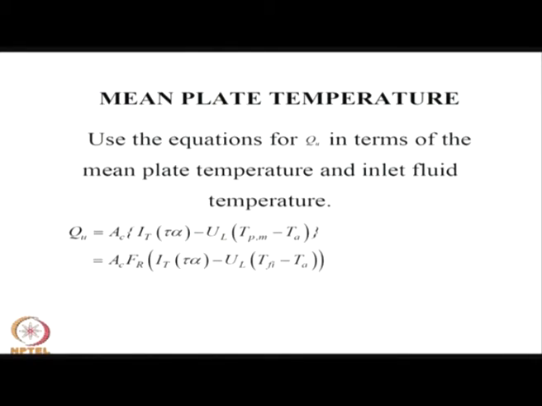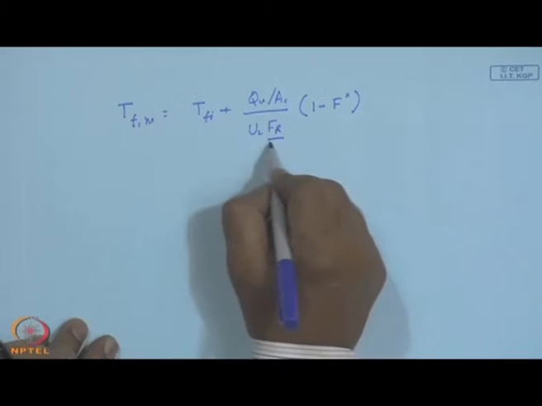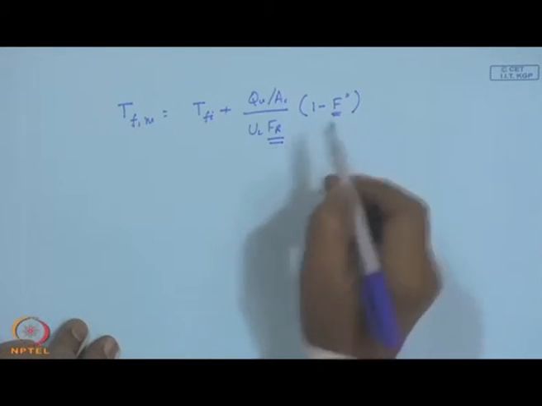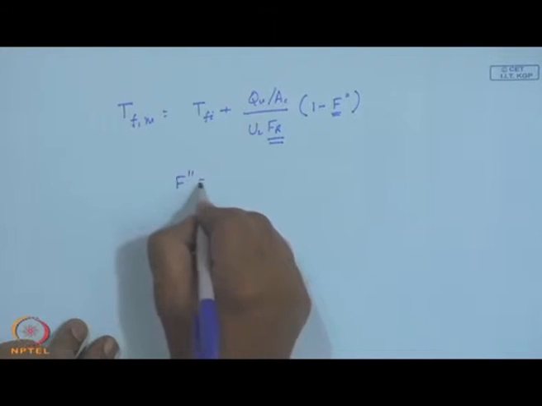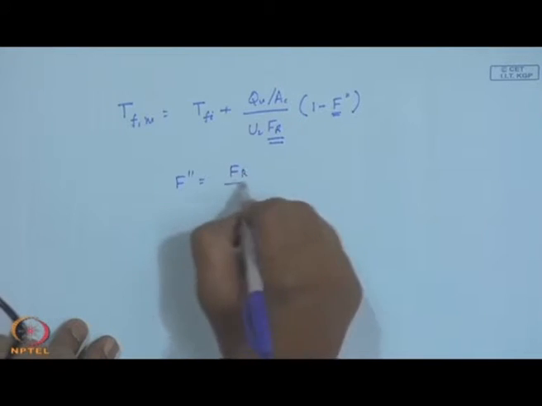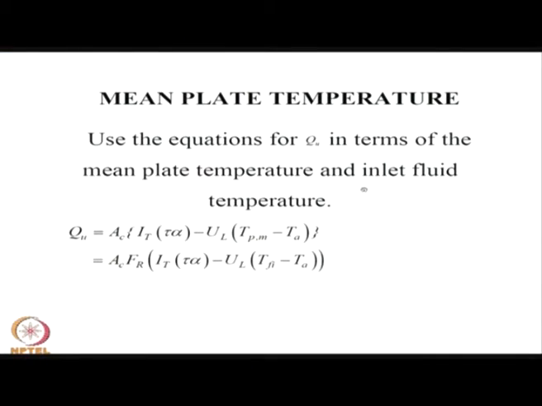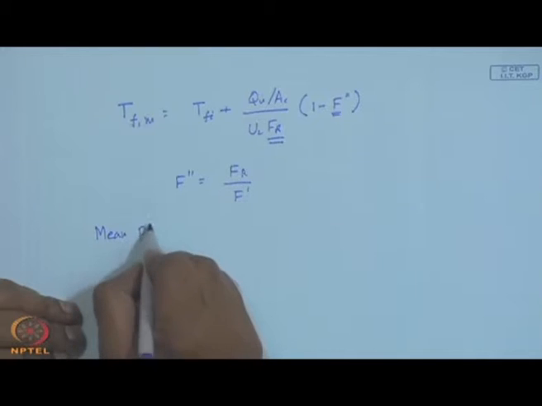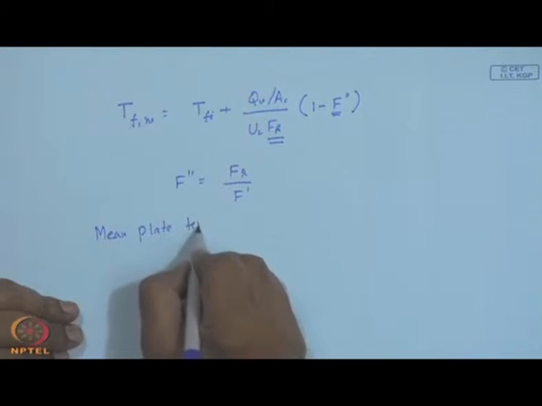This F double prime is a flow factor. We will come to it a little later again. So, if you know your F R, you can find out the mean fluid temperature in terms of the flow factor defined as F R by F dashed. That is for convenience to write it in that particular fashion. Now, we will try to evaluate the mean plate temperature.